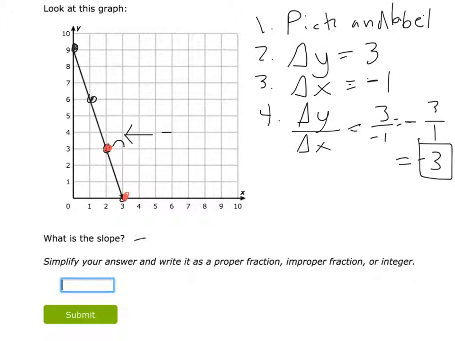And therefore, what is the slope? Negative 3. And on my keyboard, I look for the negative sign, negative 3, and submit. Thank you, and this concludes the tutorial for finding the slope of a graph.